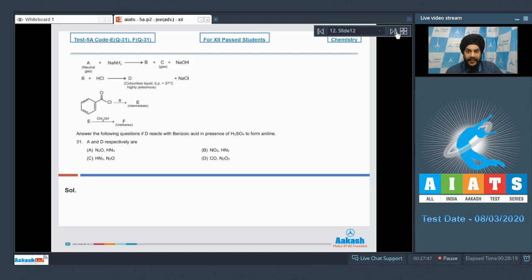This section contains 2 paragraphs. The first paragraph has 3 questions, while the second paragraph has 2 questions. Each question has 4 options, out of which one or more than one option may be correct. So let us start with the comprehension given for question number 31, 32 and 33.